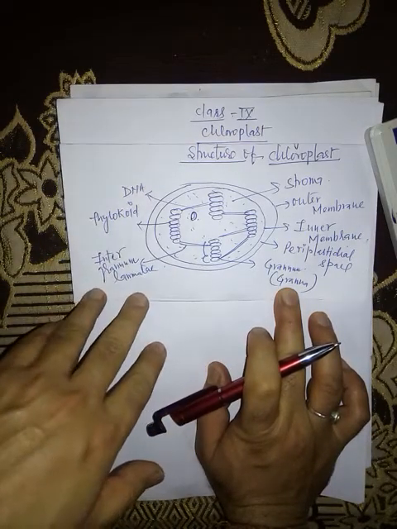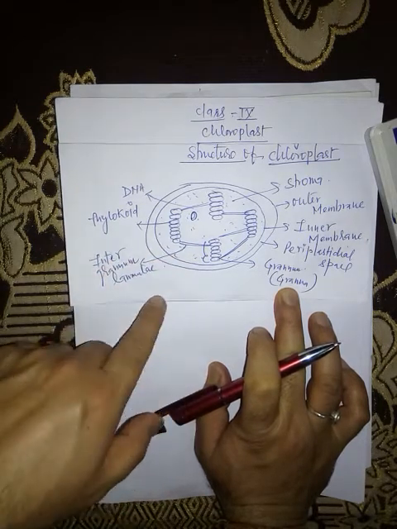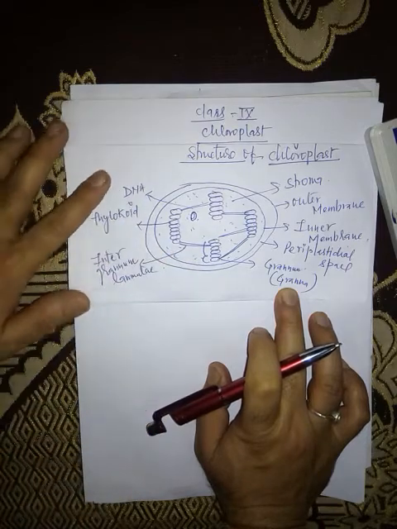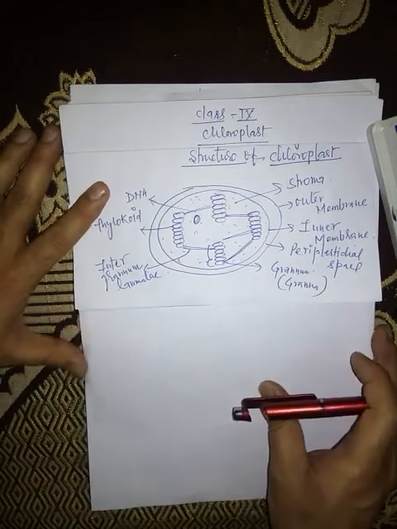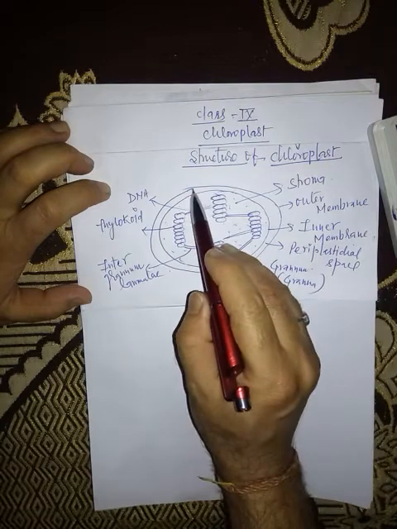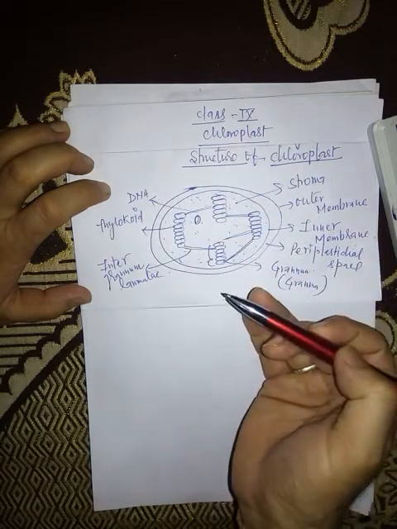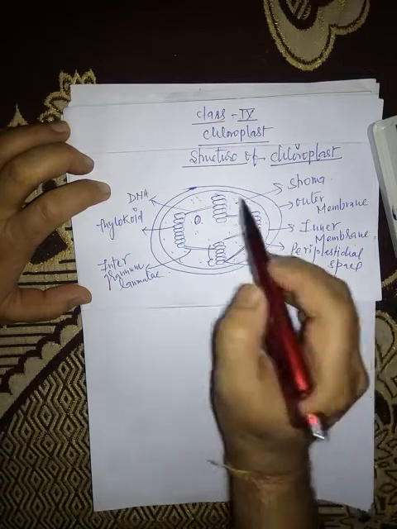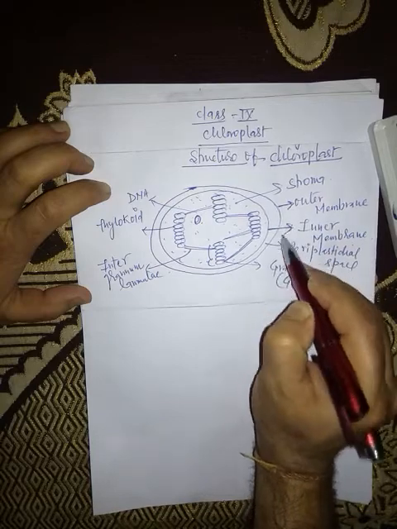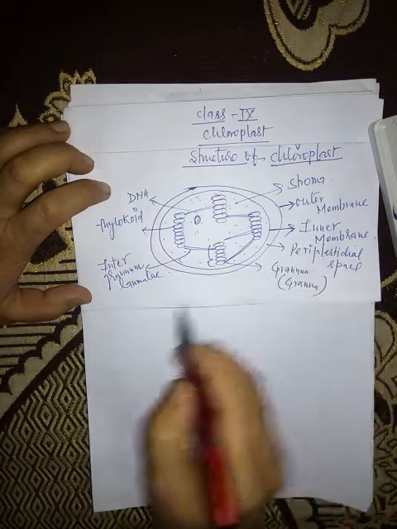Today I am explaining the structure of chloroplast. In the last lecture I drew the diagram of the chloroplast, and today I am explaining this diagram. In the last lecture I told you chloroplast is a double membrane bound cell organelle. So you can watch in this diagram, this is the outer membrane and this is the inner membrane. It means it is a double membrane bound cell organelle.